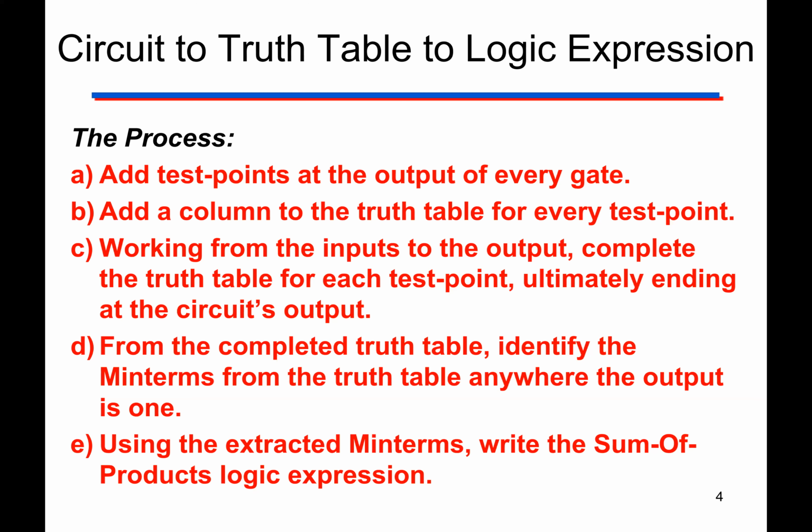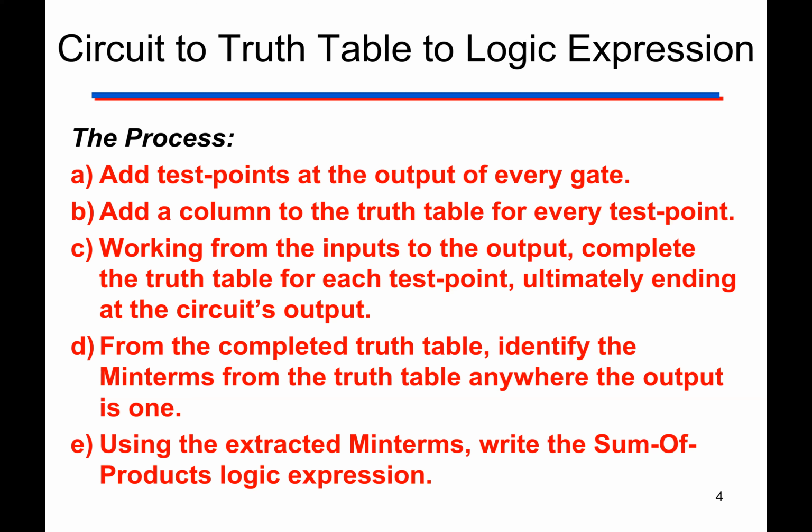Once you've figured out what each test point indicates, from that you're going to determine what the output is. Would the output be on or off? And then you're going to determine what the min terms would be, those minimally satisfied terms. Anytime there's a 1 in the output column, you're going to figure out what those min terms would be where it is a 1. And then using those min terms, write your sum of products expression for that logic circuit. So those are the 5 steps.